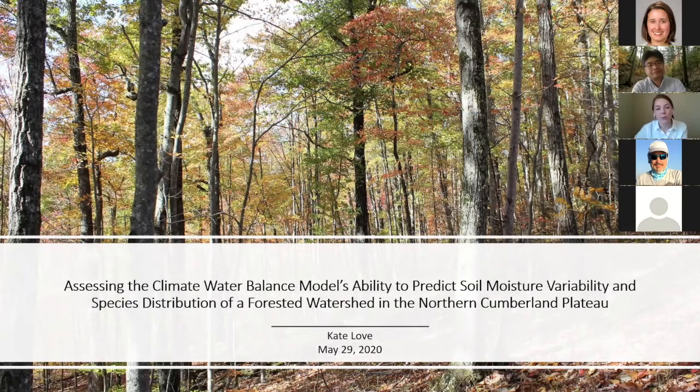So my project was assessing the climate-water balance model's ability to predict soil moisture variability and species distribution of a forested watershed in the northern Cumberland Plateau. I had a lot of fun working through this project, and I'm excited to show what I did over the course of these past 2 years.